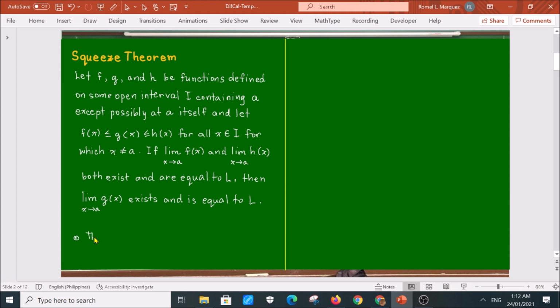The squeeze theorem is sometimes called the pinch or the sandwich theorem. Let us illustrate this squeeze theorem graphically.